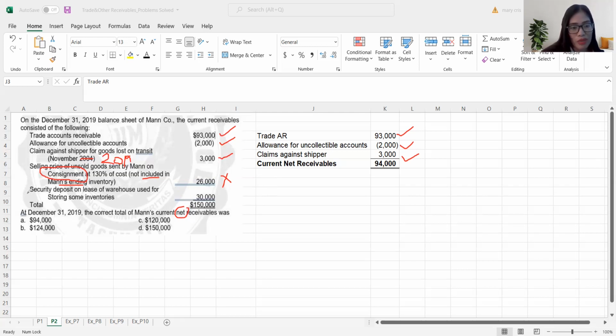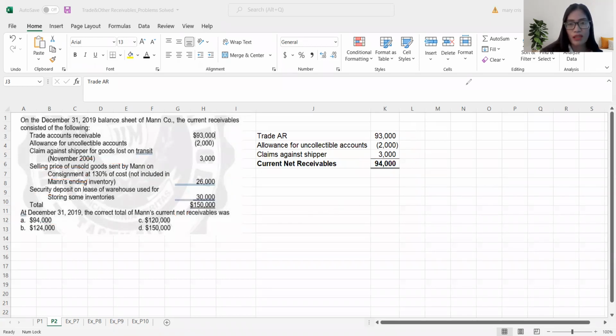Another is yung security deposit on lease of warehouse used for storing some inventory. So as what we have said na generally pag security deposit, this is long term, so therefore we will not include this. So basically, itong tatlo lang ang included in the computation of our current net receivable. So the current net receivable is 94,000. So that will be letter A ang ating answer.